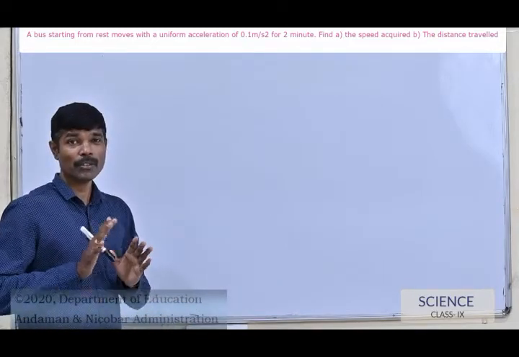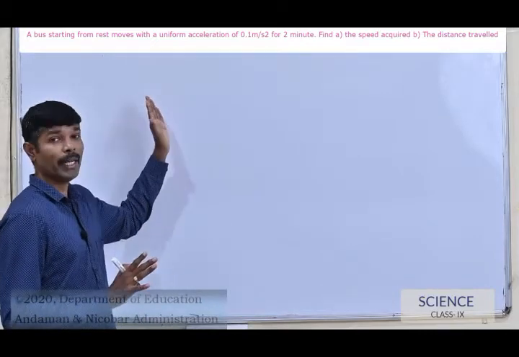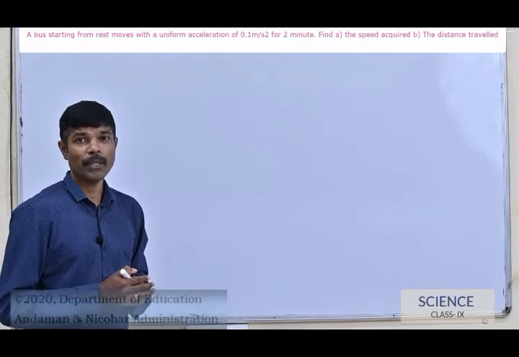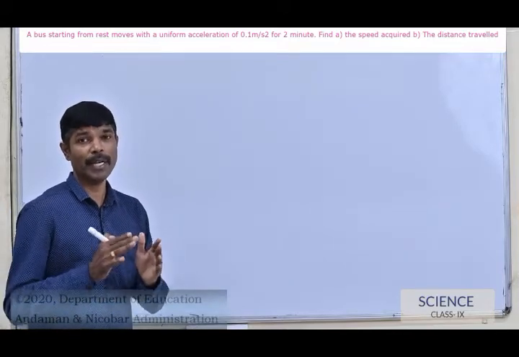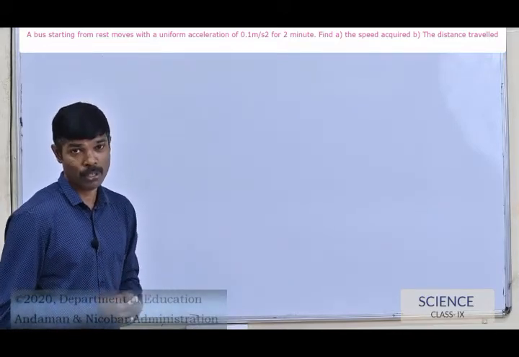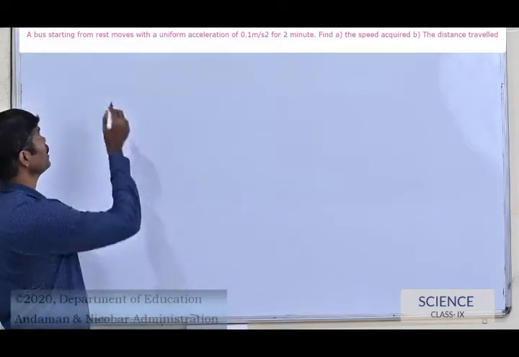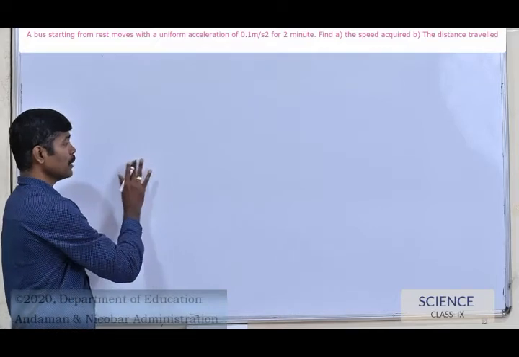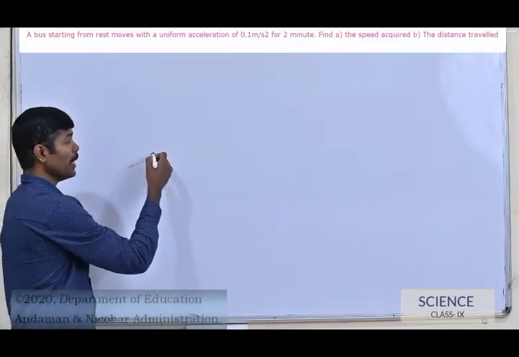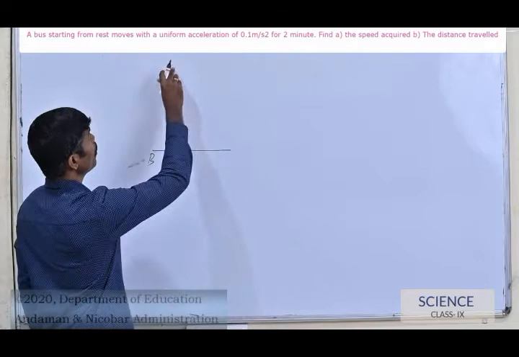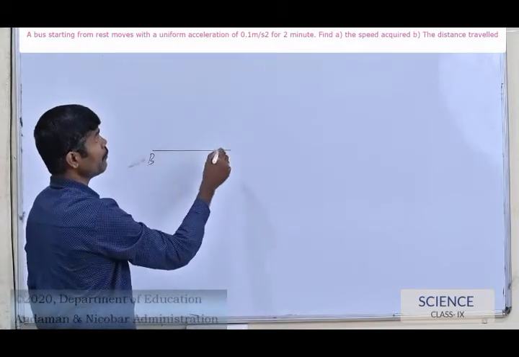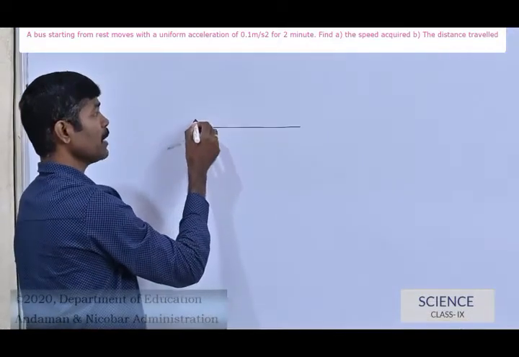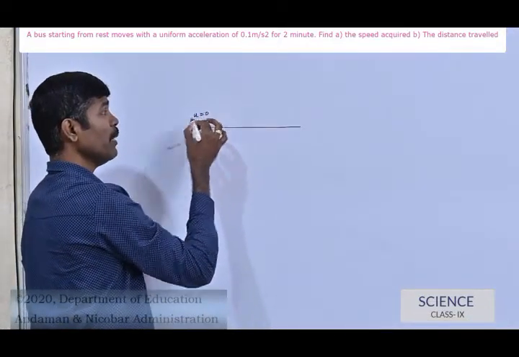Children, always try to make the question in a graphical mode or a pictorial representation so that you can understand it before getting to solve the question. So firstly, what we need to do: a bus starting from rest. Suppose B is the bus, starting from rest, moves with a uniform acceleration for 2 minutes. A bus starting from rest means the initial velocity becomes 0.